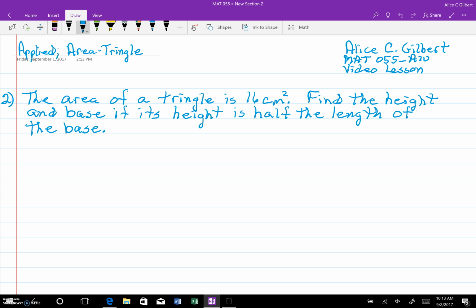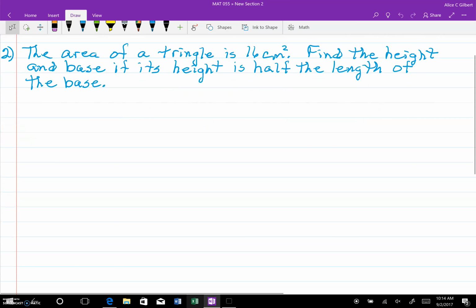Okay? So, the area of a triangle is 16 centimeters squared. Find the height and base if its height is half the length of the base. So this is asking me to find how long the base is of this triangle and how high this triangle is. That's it. So let's draw our picture.